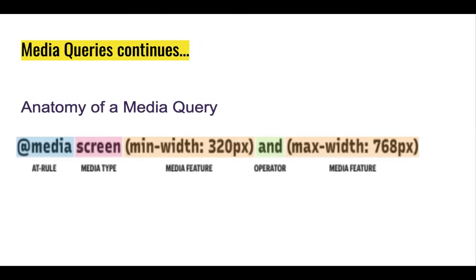Let's take a look at the anatomy of a media query. We have the at media, which is the at rule. Then next we have the media type. For this course, we will be focusing more on screen. However, we will learn a few about the other media types we have. Then we have the media feature. We have two media features here, the minimum width and the maximum width. Then we have the operator, and on this slide we have the AND operator.